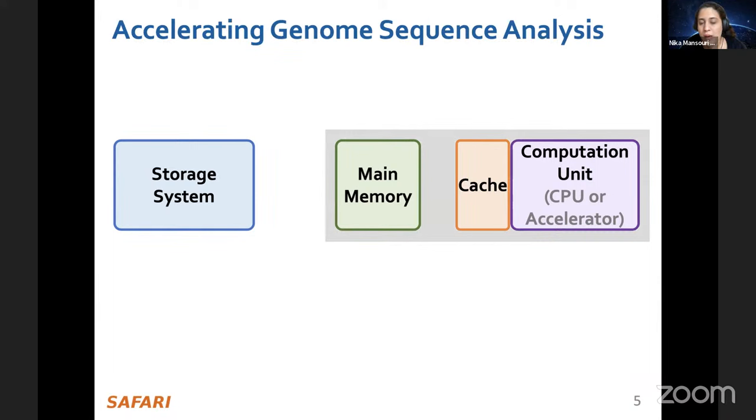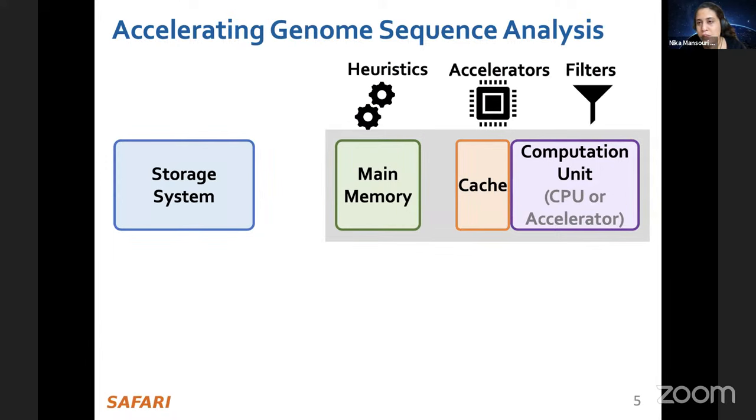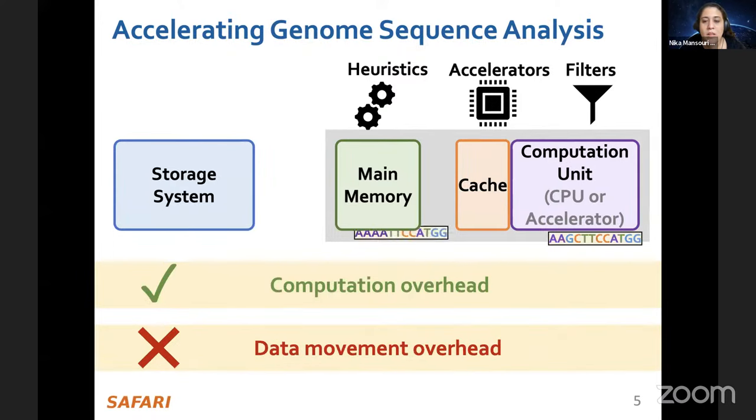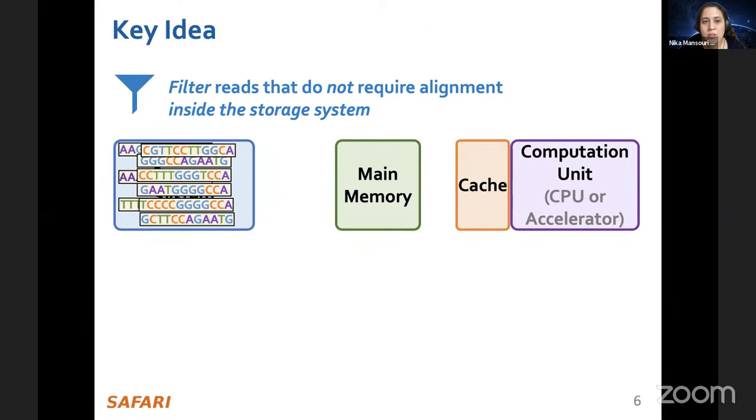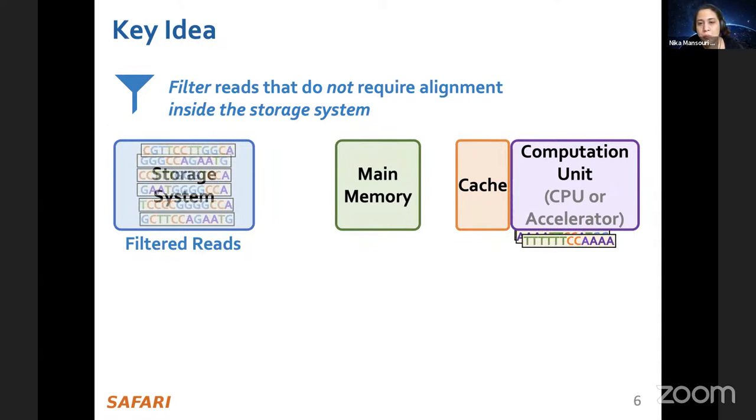There's been a lot of effort into accelerating this process by proposing various types of heuristics, accelerators, or filters that prune reads that do not require this expensive computation. While these approaches alleviate computation overhead significantly, they do not address the data movement overhead that is incurred from storage systems to the rest of the system. So our key idea in this work is to filter reads that do not require that alignment step inside the storage system so that we can fundamentally reduce the data movement overhead across the whole system.